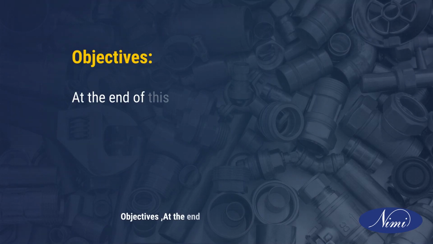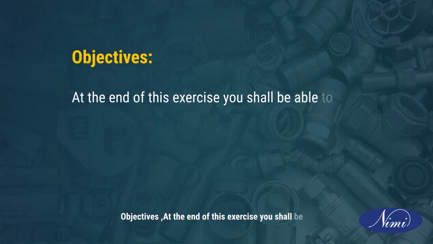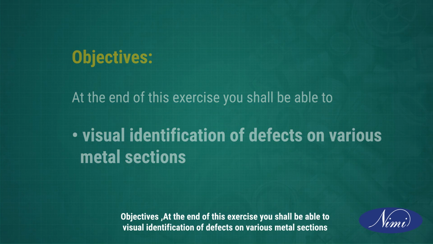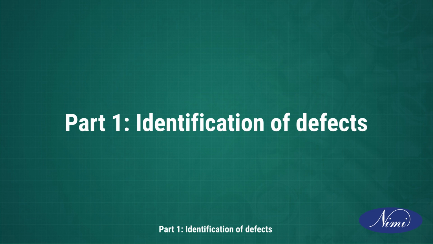Objectives. At the end of this exercise you shall be able to visually identify defects on various metal sections. Part 1. Identification of defects.